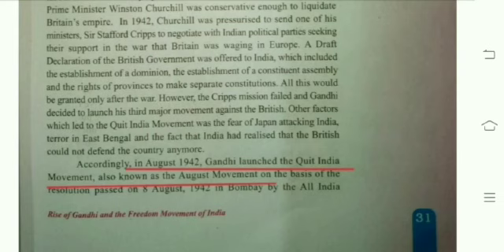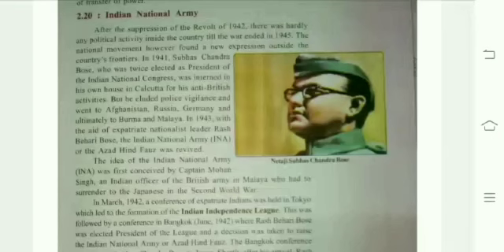And on 9th August 1942, Gandhiji called for a meeting at Bombay and gave the slogan "Do or Die" to settle this for complete independence. This was the Quit India movement. The Quit India movement lived for a very short period, but it was very successful in bringing nationalistic feelings among all the Indians.